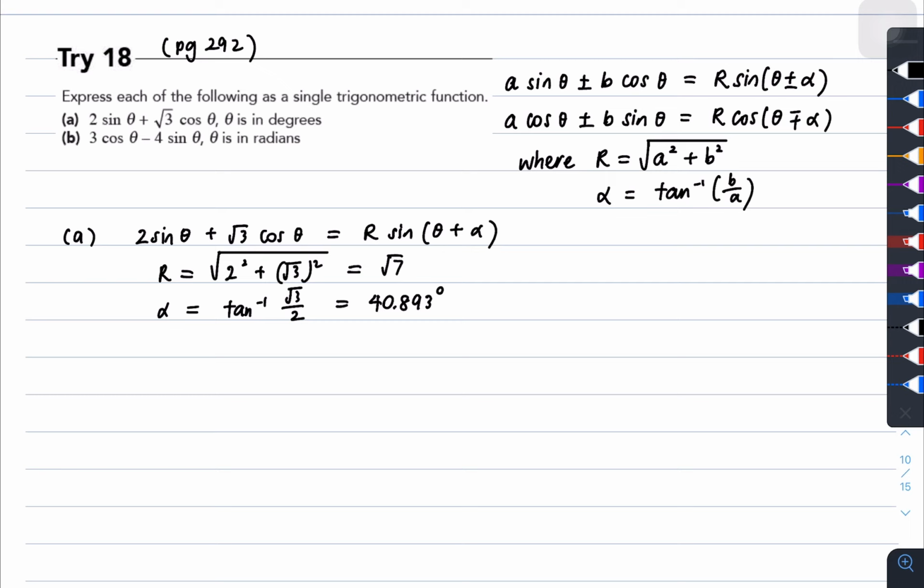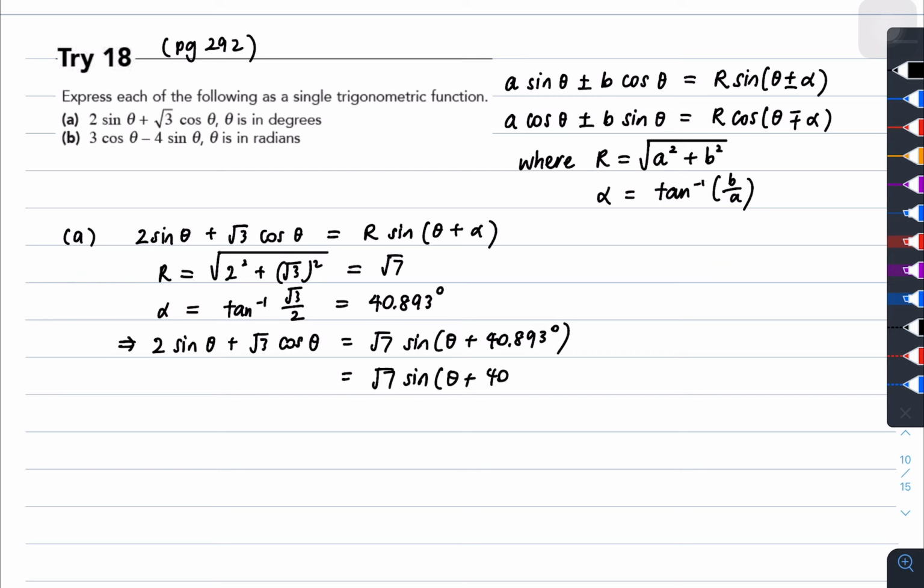Okay, so with this conversion in mind, my 2 sine theta plus root 3 cos theta is equal to root 7 sine of theta plus the alpha, 40.893 degrees. Normally the angle is given in one decimal place, so we will just convert it to 40.9 degrees. Okay, so this is how we do it. Very easy. We don't have to go through the whole proving step. We just need to calculate the r and the alpha, and we just sub in the r and the alpha.